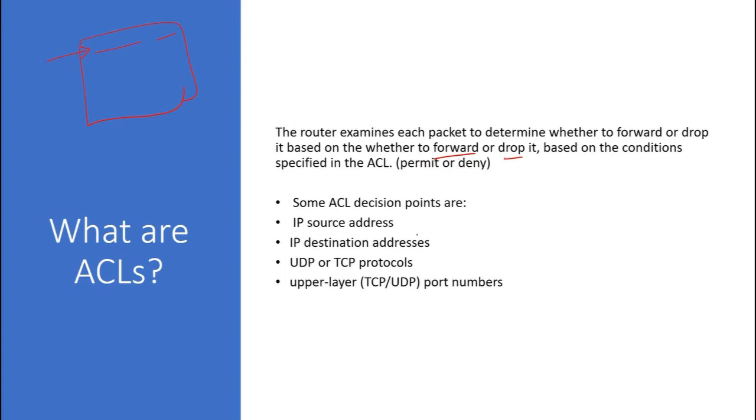So some ACL decision points are the IP source address, IP destination address, UDP or TCP protocol numbers, and upper layer protocols like port numbers. That's what we discussed, the 80 and 443. There are a lot of transport layer protocols, right? So based on those we can bifurcate the services and the traffic, and we can specify whether you want to forward that traffic or not.